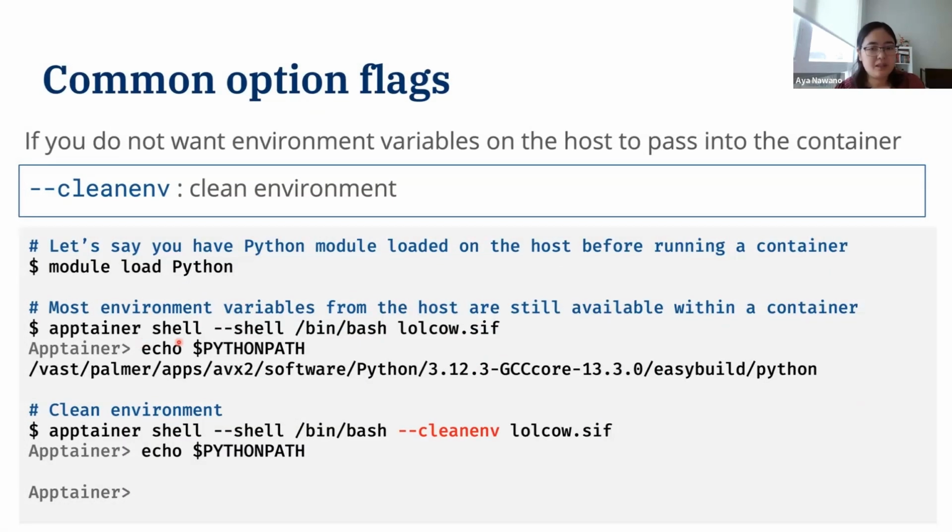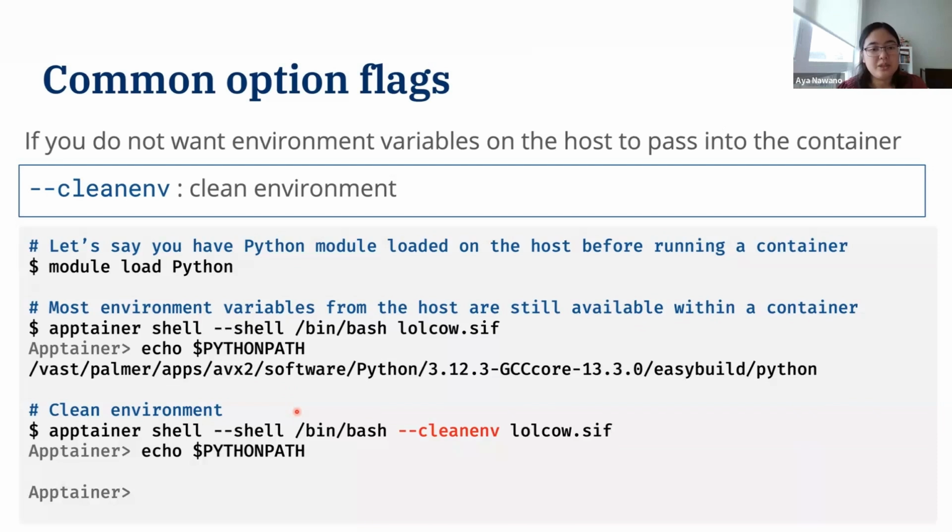So now if you start a container without cleaning the environment, these variables get inherited into the container. These types of inherited environments can cause conflicts or unexpected behaviors inside the container. So in this example, when you check the environment variable PYTHONPATH, it shows the path to Python on the host. So to prevent this type of issue, we can use the --cleanenv flag.